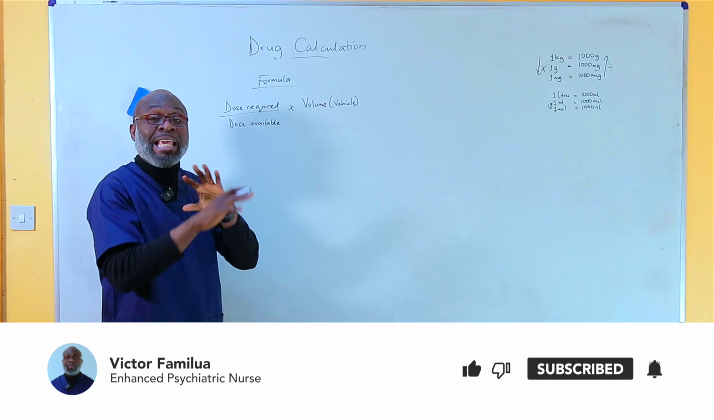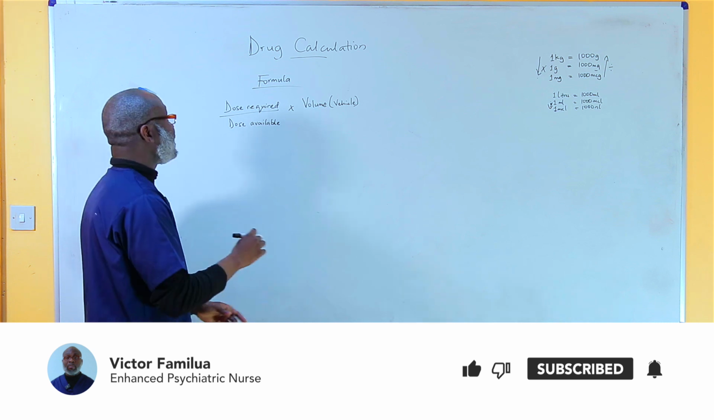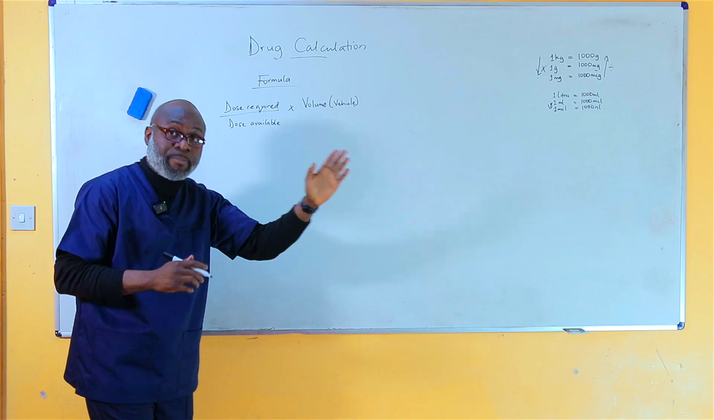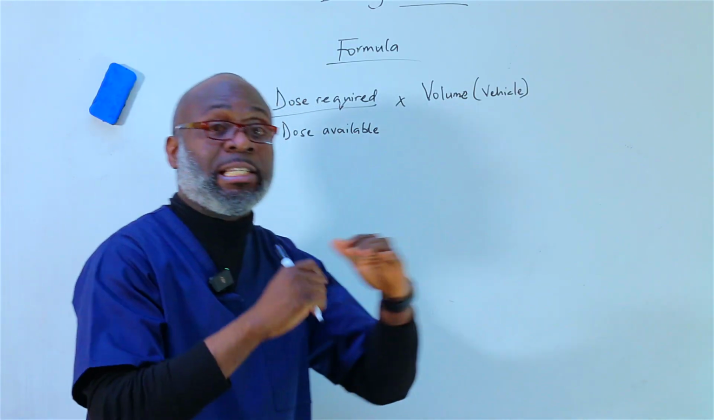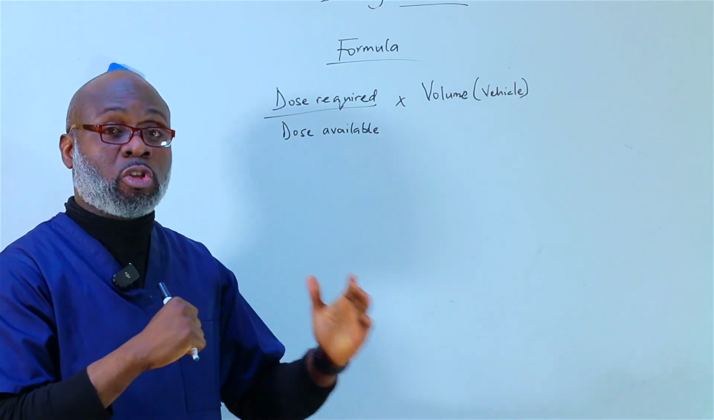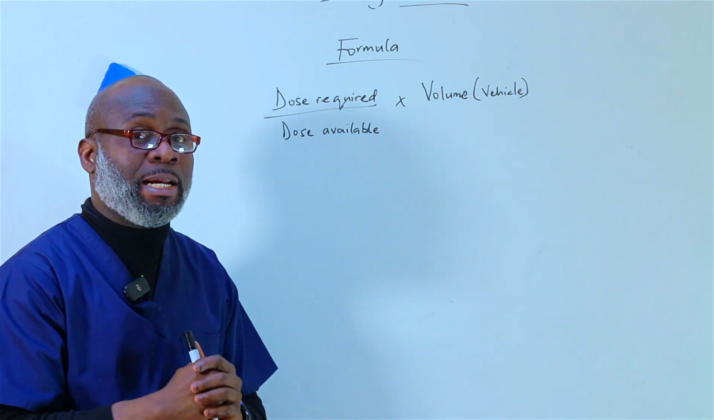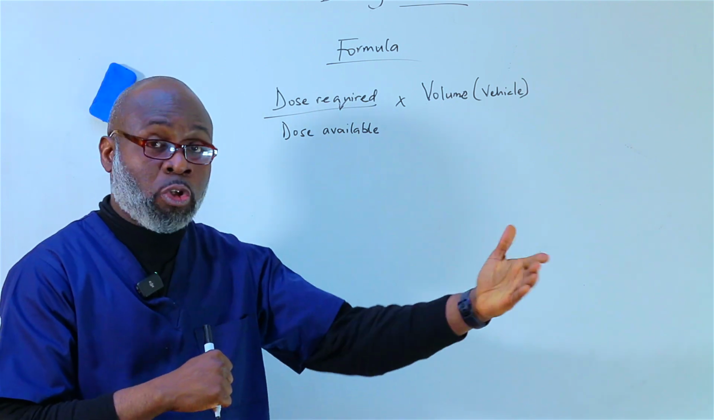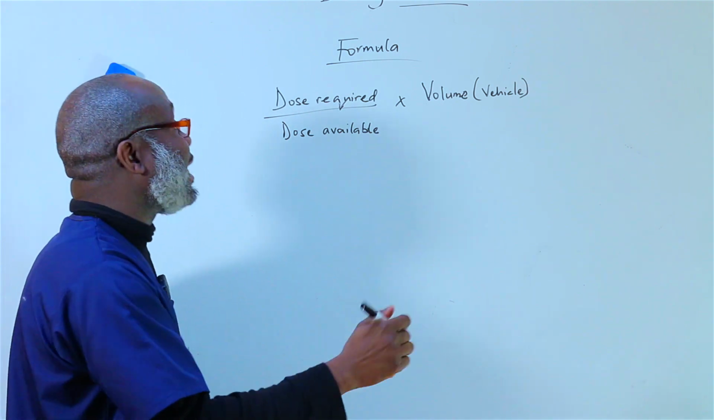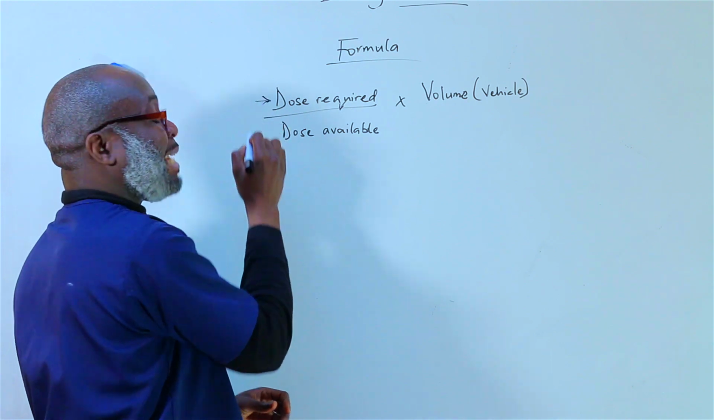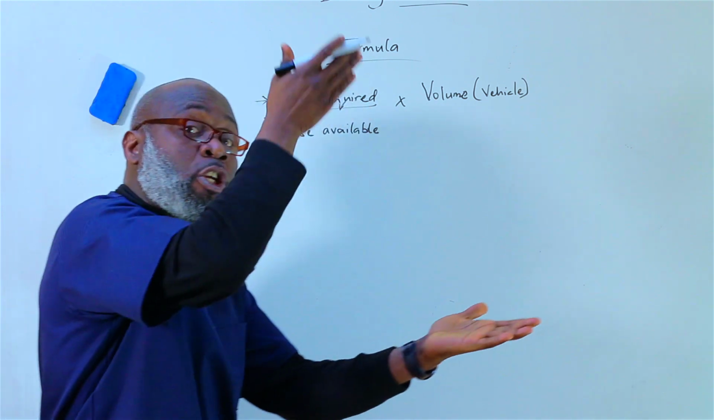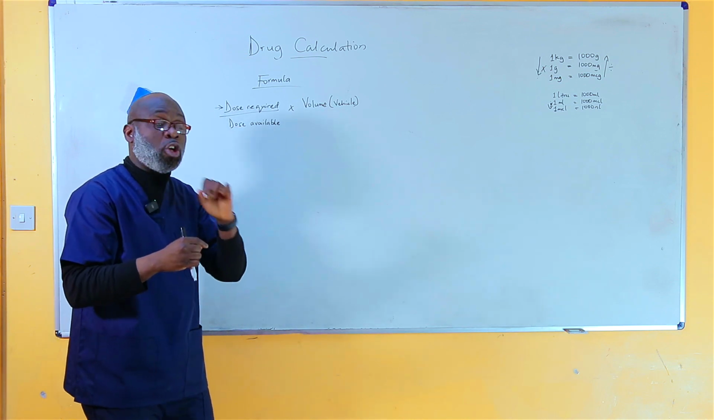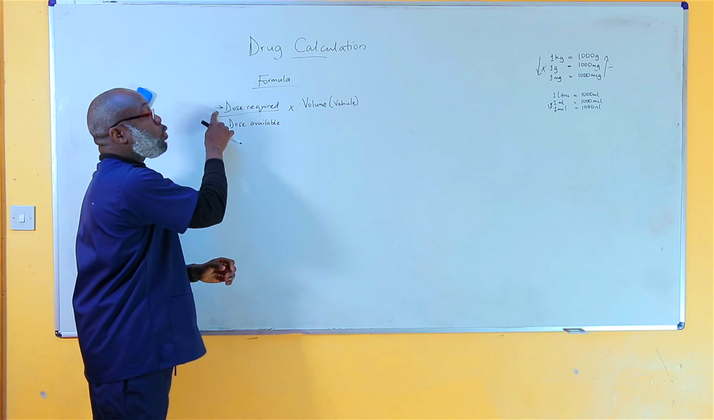Number one, the easiest way I can explain this is that the dose required is the dose that you're supposed to give to your patient. What you want to give to your patient. For example, the doctor said you should administer 20 milligrams of haloperidol to your patient. So that 20 milligrams is the dose required. That is the exact amount you're giving to your patient. So you have to understand the question, which one is the one you're supposed to administer. So that is the dose required.